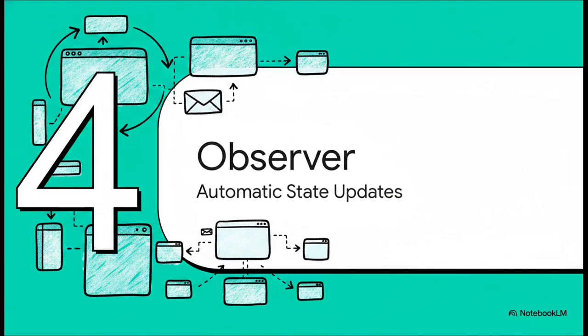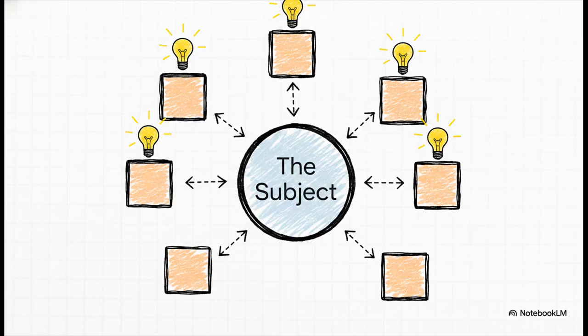Moving to Section 4, the observer pattern, automatic state updates. The golden rule here is super simple. Use the observer pattern when one object changes its state and other connected objects need to be informed automatically. In this setup, you've got one central object, we call that the subject or the publisher, and then you have multiple other objects known as observers or subscribers. When that single subject changes, it immediately pings all of its registered observers so they can automatically update themselves.